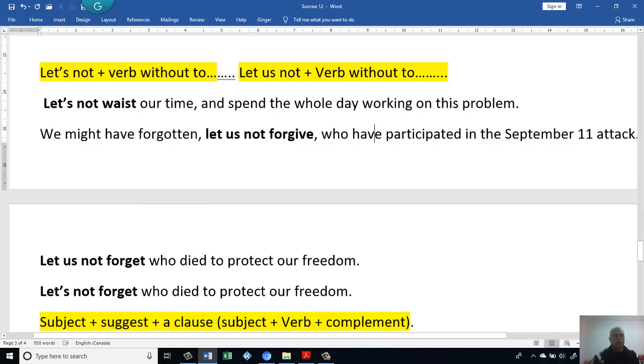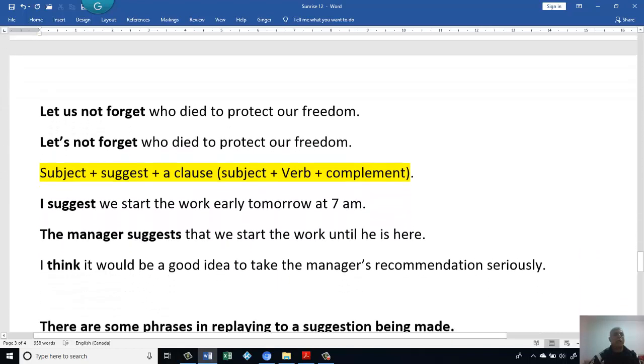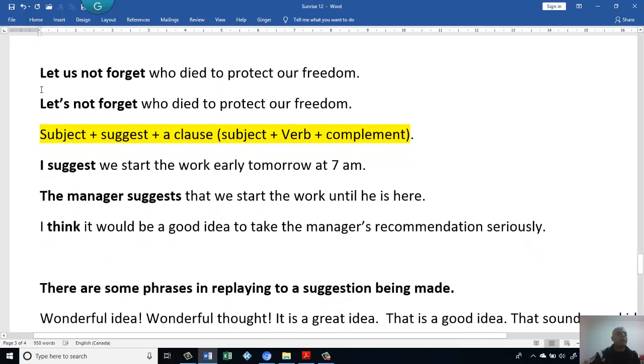Okay, let's look at the sentences. Let us not forget those who died to protect our freedom. Same thing here. Let's not forget those who died to protect our freedom. Here we use this one. When you make it like let us, it's the same meaning as we said with let's.